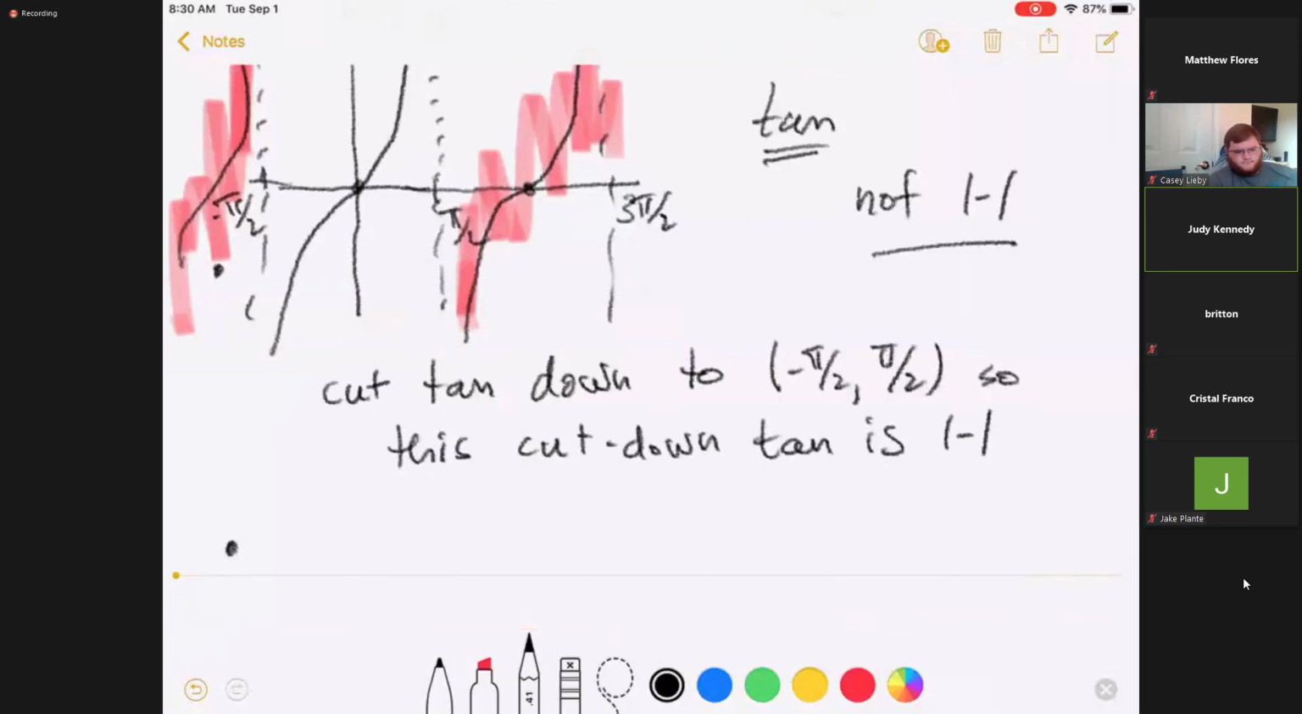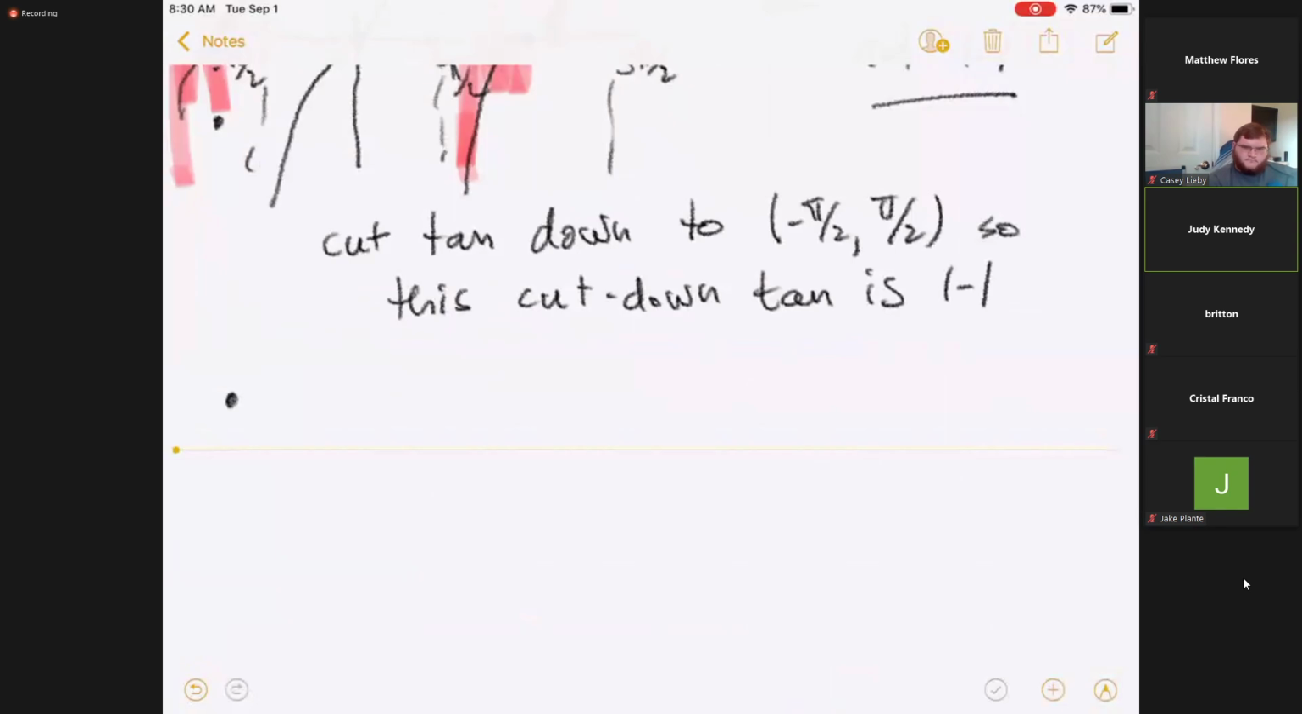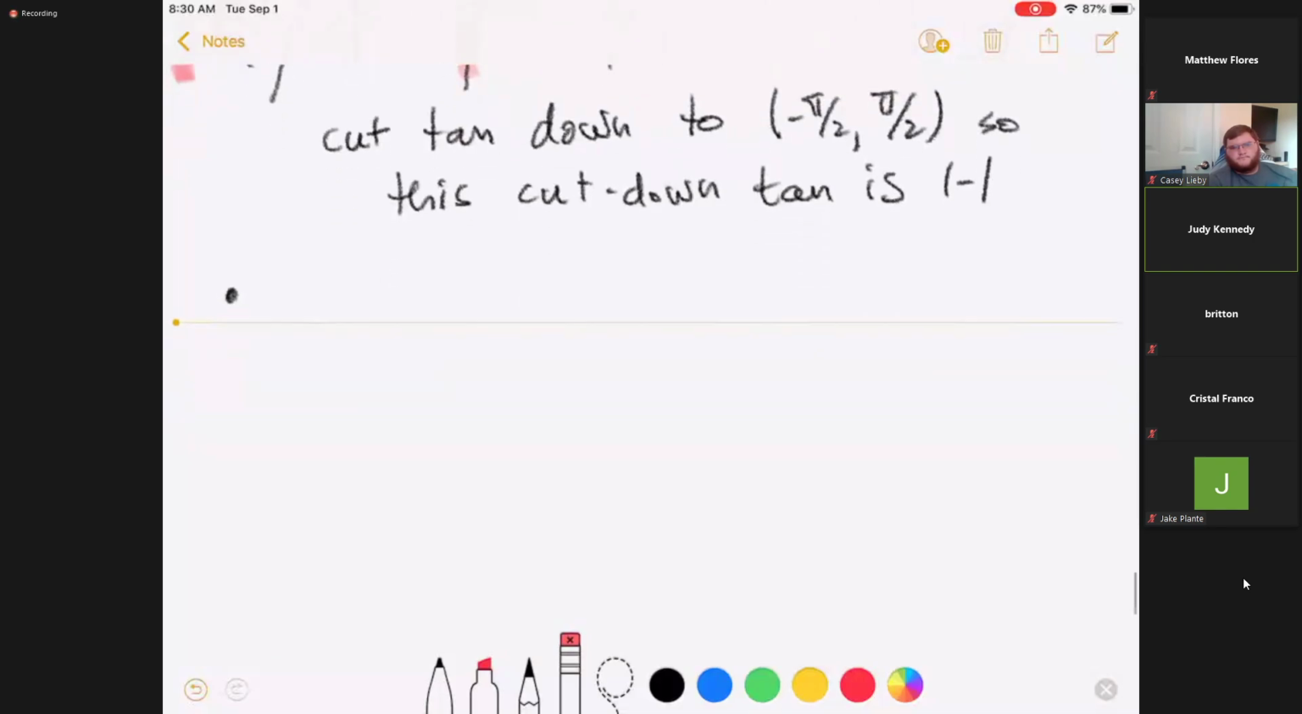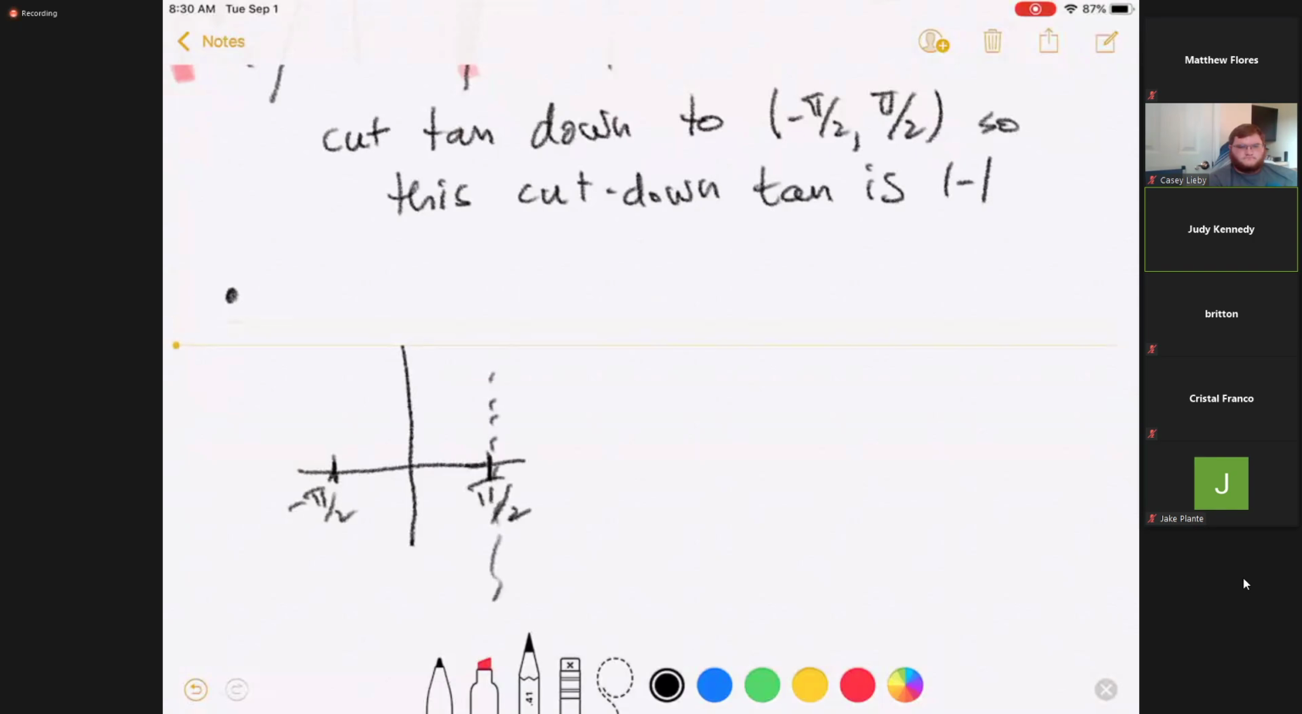So now we've just got this one piece. We just sort of threw away those other pieces. And this is a problem sometimes, actually, but we won't get into that now. So we just have this one piece, and that is one-to-one.